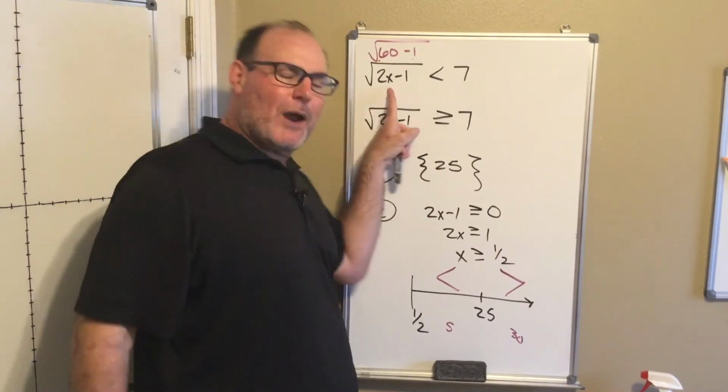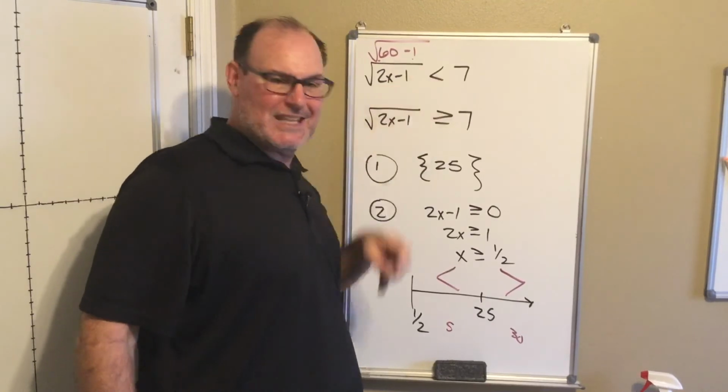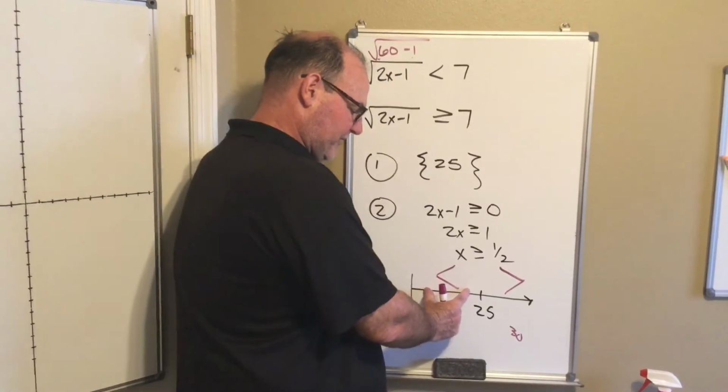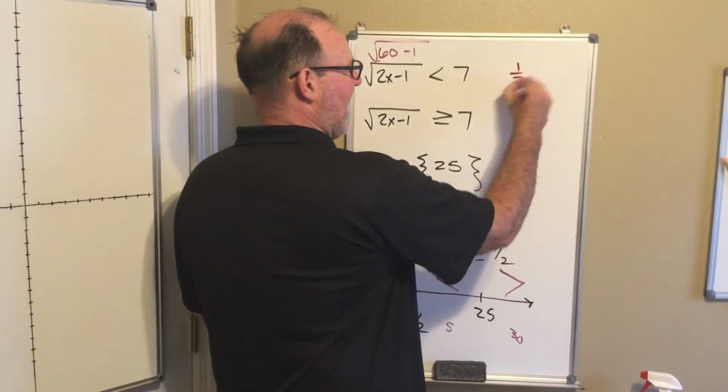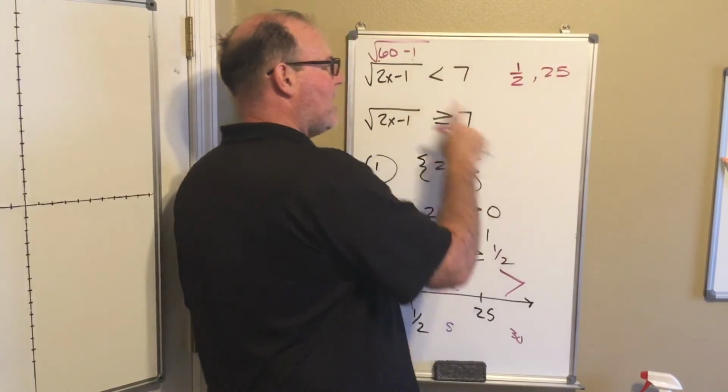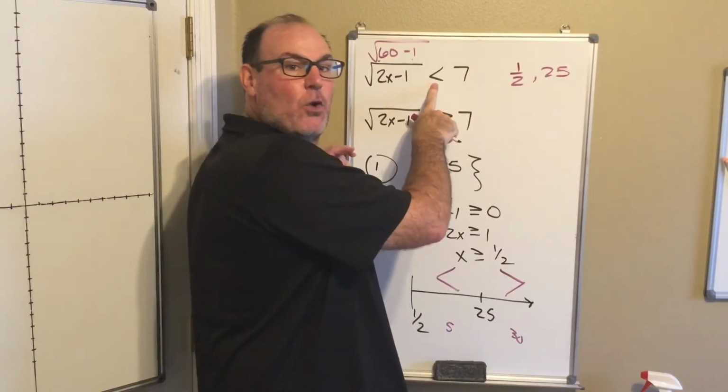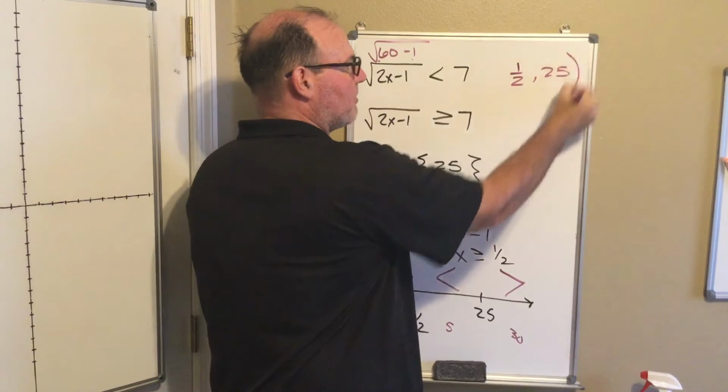Where is the square root of 2x minus 1 less than 7? Well, that happens in this first interval. It happens from 1/2 to 25. I am not interested in the point of equality. There's no equals here, so I'm going to put a parenthesis.